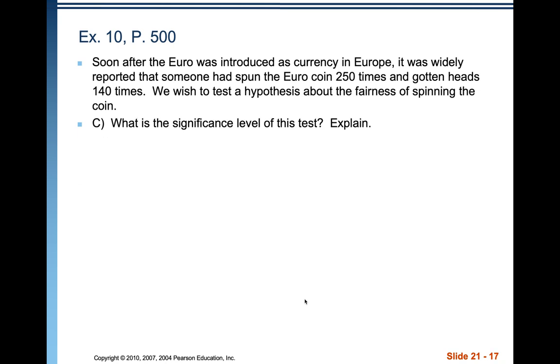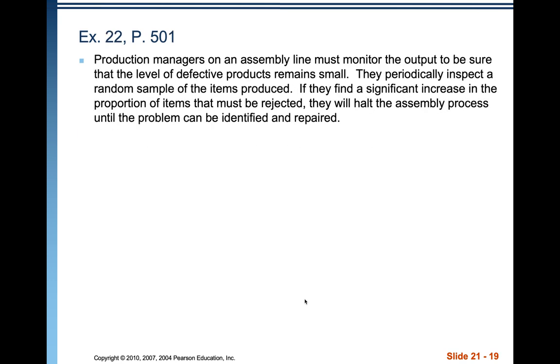What is the significance level of this test? Explain. Alpha equals 0.05, and it's a two-tailed test based on a 95% confidence interval. All right, let's look at another problem.